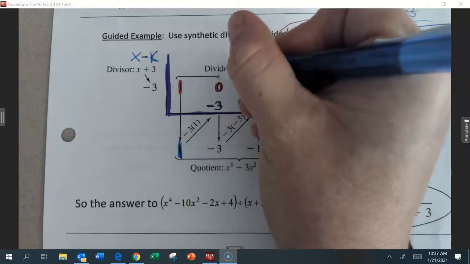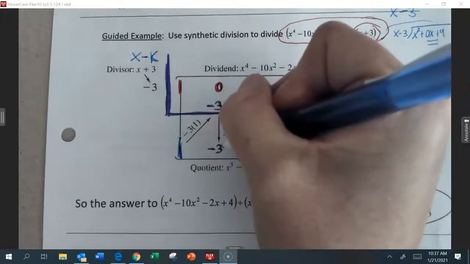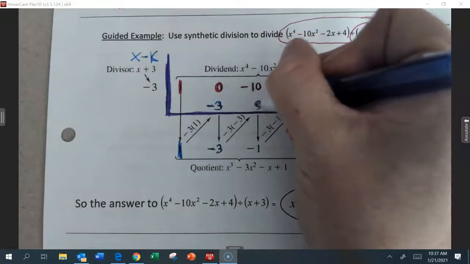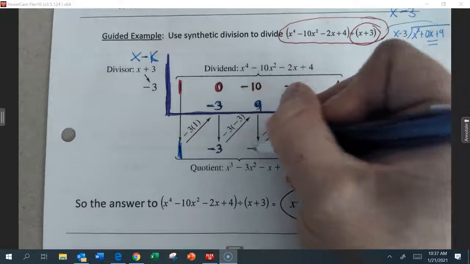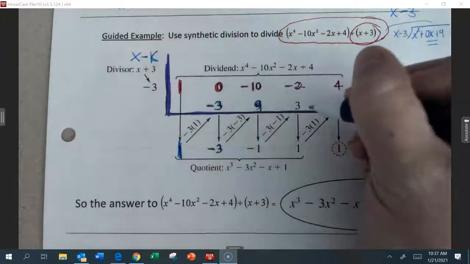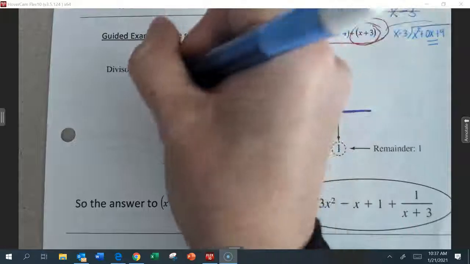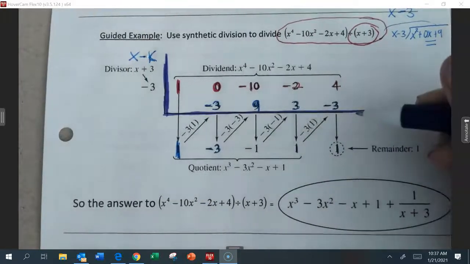Now we add straight down. 0 plus negative 3 is negative 3. You do it again. Negative 3 times negative 3 is 9. I add straight down and get negative 1. Negative 1 times negative 3 is 3. I add straight down. Multiply negative 3, and I get 1. Do you see why I stopped?